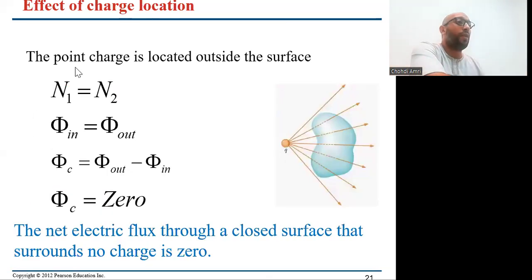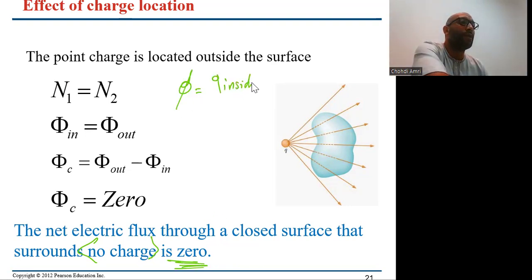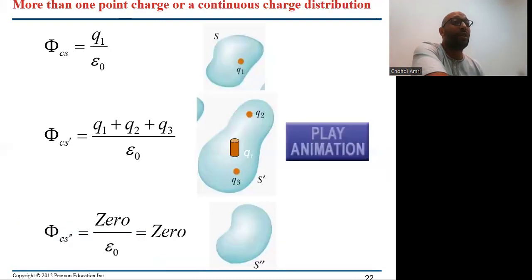Also, consider the point charge located outside the surface now. The net electric flux through a closed surface that surrounds no charge: how much? Of course it's 0, because phi equals Q inside the closed surface divided by epsilon naught. If there is no charge, there is no flux. I'm talking about net charge, not no charge, because sometimes there is charge, but the net charge is 0. Okay, let's take this case.